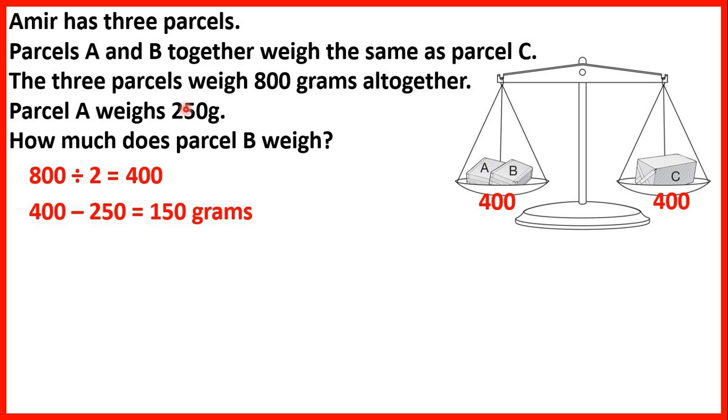So A, we're told, is 250, B, we've worked out, is 150, and C, we worked out, is 400. And if we add those 3 weights together, we can check that we get 800 grams.